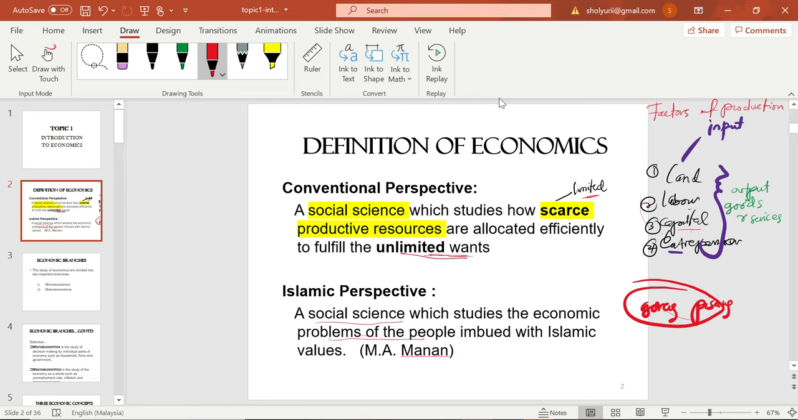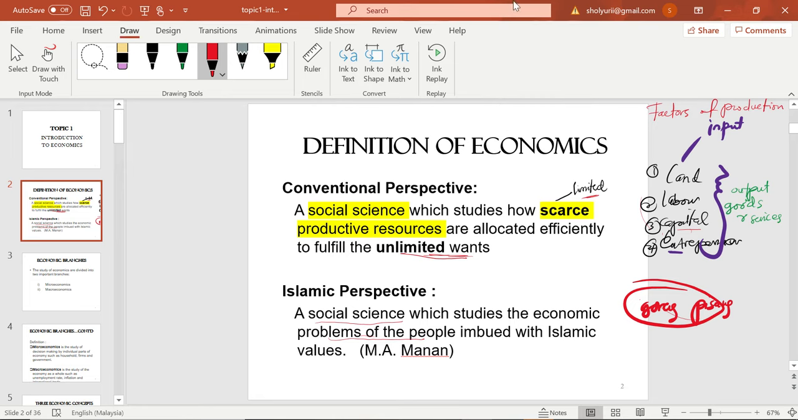Kalau in conventional perspective, religion is religion, economy is economics. There are two separate entity. Tapi dalam Islam, must come together with the religion. So everything you want to do, you want to solve the problems of economics, you must install the Islamic value in there. So must not go against the Quran and Sunnah, the rules and regulation of Allah Subhanahu wa Ta'ala. Because our main target is to achieve al-falah for our hereafter. Bukan kita nak hidup kat dunia sahaja.